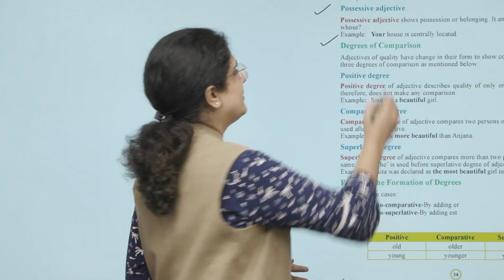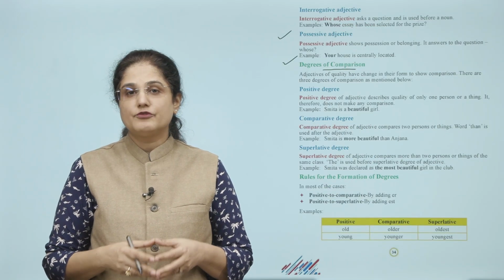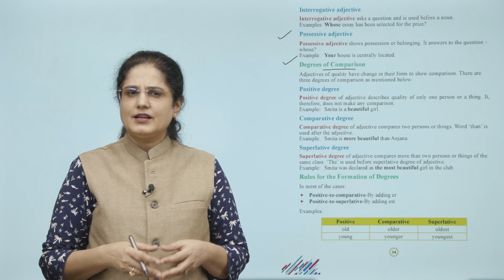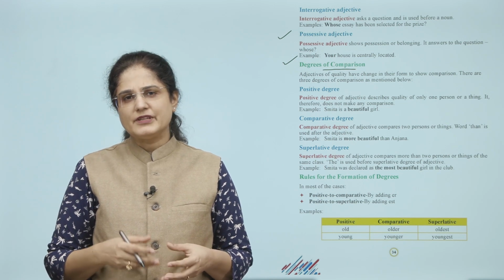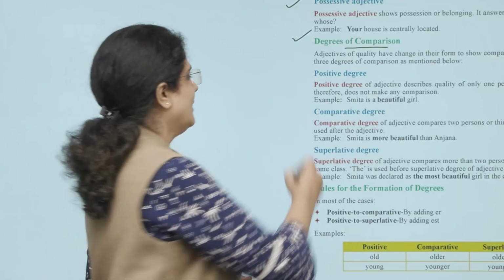Now let us look at degrees of comparison. Adjectives of quality have changed in their form to show comparison. There are 3 degrees of comparison as mentioned below. तो हमारी 3 डिग्रीज होती हैं कंपैरिजन की.